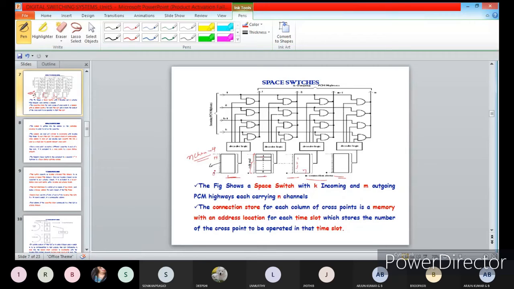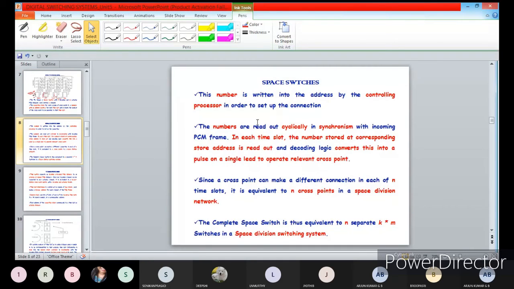Then after that, the number is written into the particular address. The calling person's number will be written in the particular address, controlling the process in order to set up the connections. Everything should be written in the connection store. Again, the numbers are read out cyclically.